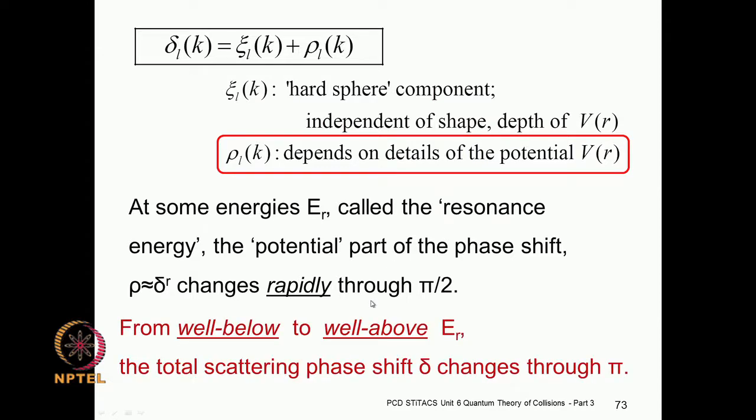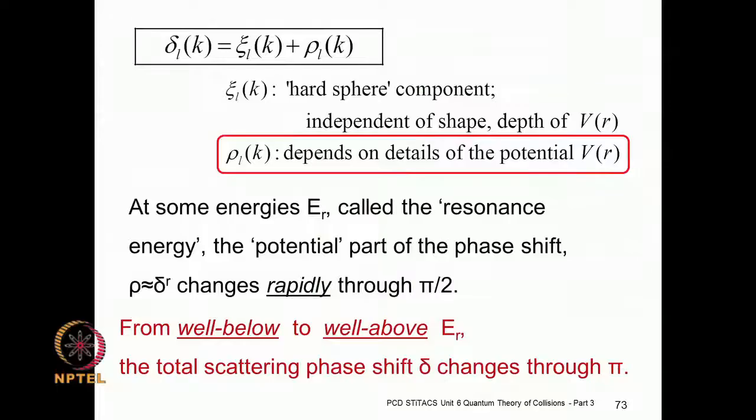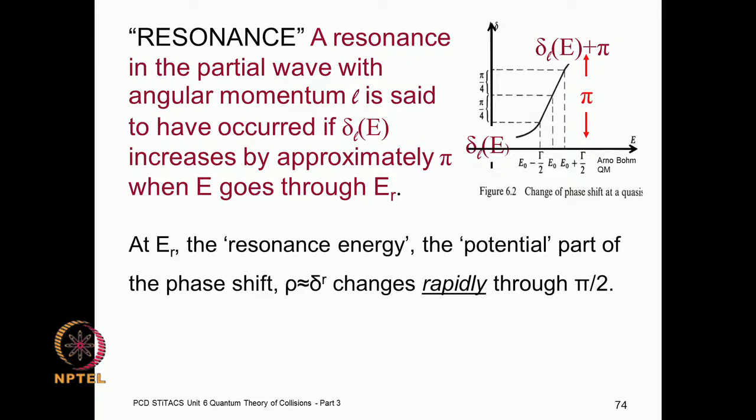But if you go to slightly lower energies and go well above the resonance, then over this region the phase shift rho, or the consequent phase shift delta, will change through pi. So I will show these figures and that will make this whole thing very clear. So here is a figure.